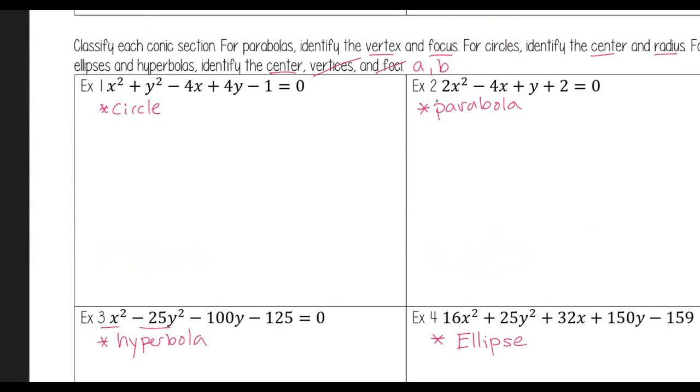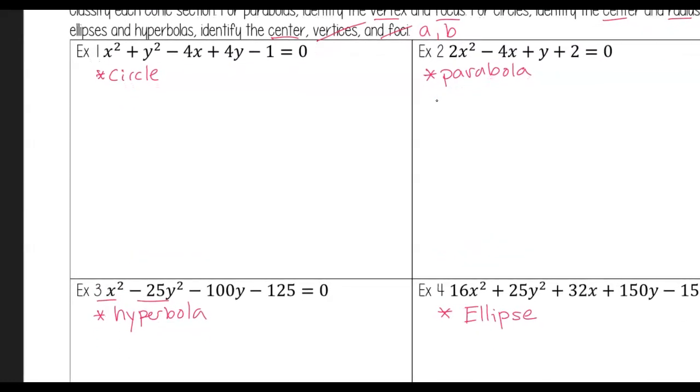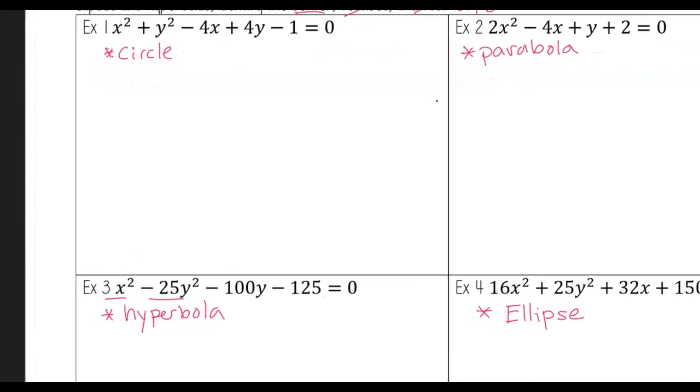Good. All right. So that was the easy part. Now, for the circle, we need to identify the center and the radius. What is the only way to identify the center and the radius when given the equation of a circle in general form? What do we have to do to it? I can't just look at a circle in general form and know the center and the radius. Instead, it needs to be in standard form. How do I get a general form into a standard form? Yes, we need to complete the square.